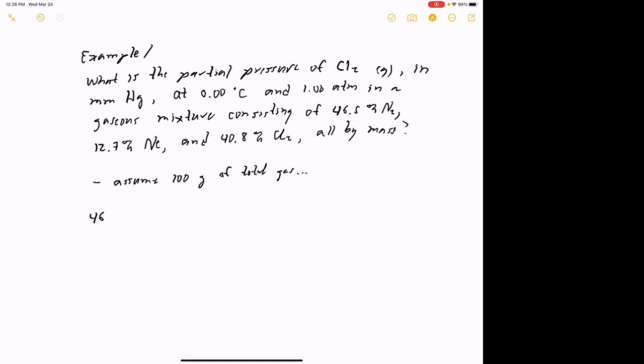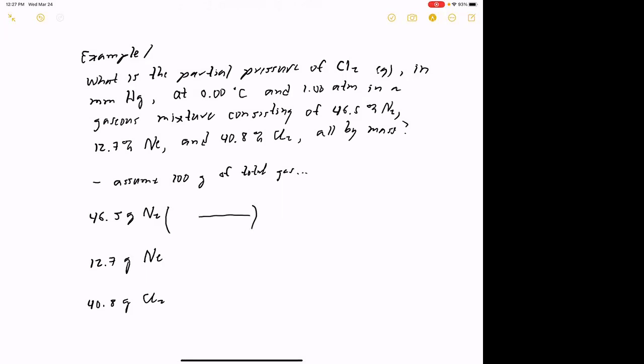So I've got, just writing it down, 46.5 grams of nitrogen gas. I've got, what, 12.7 grams now of neon gas, and I've got 40.8 grams of chlorine gas. Now what I'm going to do is convert each one of those to moles, okay? Why? Because our gas law equations don't have grams in them, but we do have gas law equations that put things in terms of moles, so that makes sense to do. All right, so let's do that.